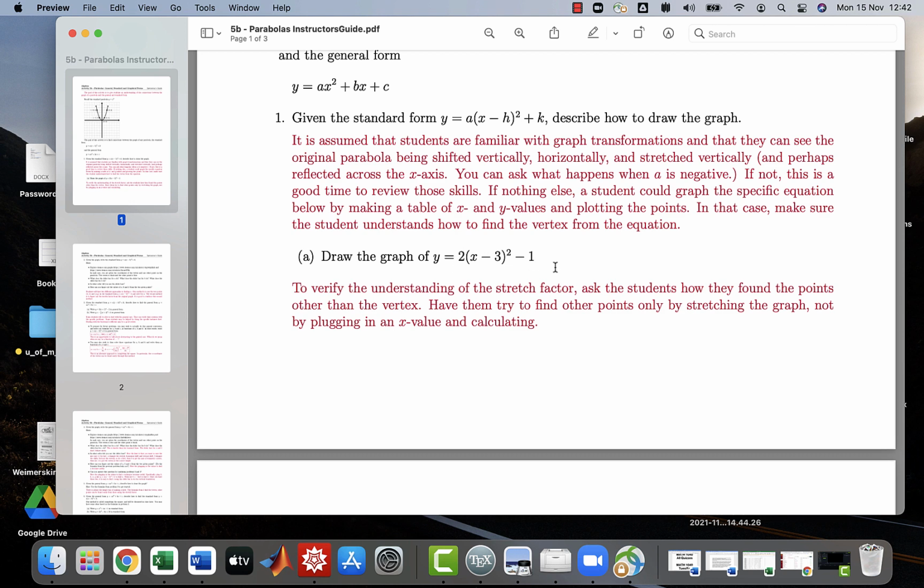But good to make some connection to whatever picture they have, Desmos or drawn out by hand. Some connection to the stretch factor thing going on here. Again, chance to reinforce that the y change is going to be downward, but the x change is going to be to the right. So just make sure they understand the outcome of activity 5A, that this is a shifted and stretched parabola.